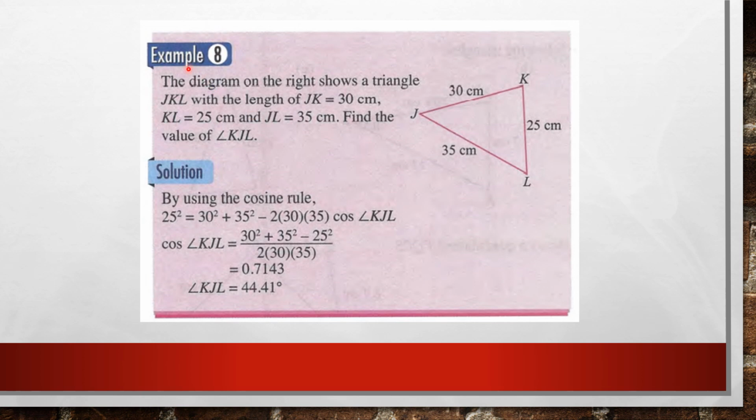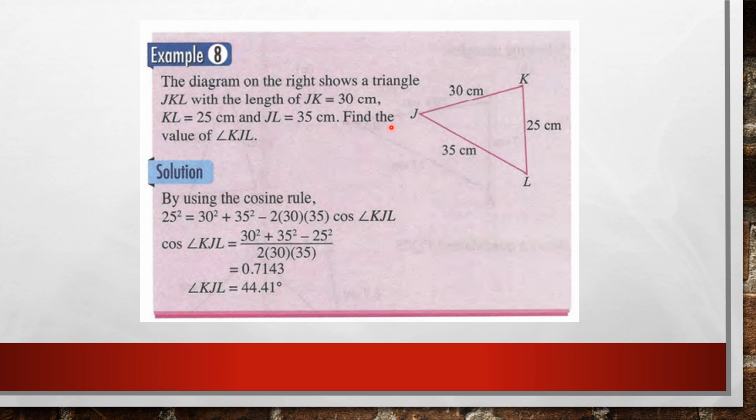Next, we look at example 8. You can refer to your textbook at page 253. The diagram on the right shows a triangle JKL with the length JK is 30, KL is 25, and JL is 35. So the values of the sides are already labeled for you.